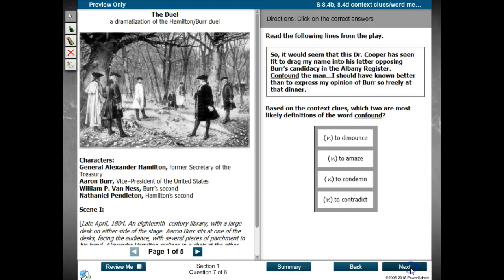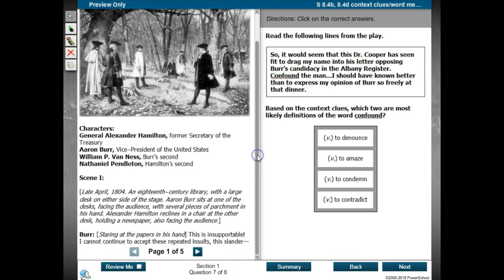Question number 7, we're looking at the word confound.